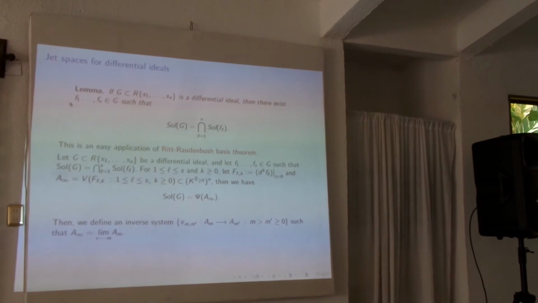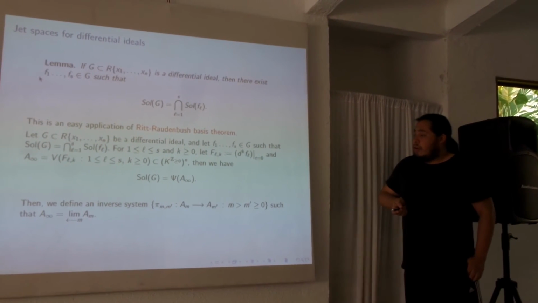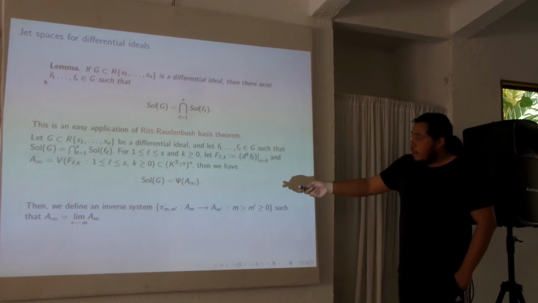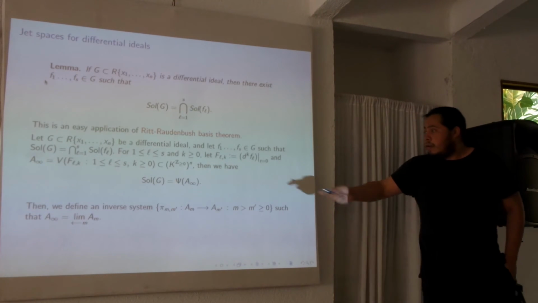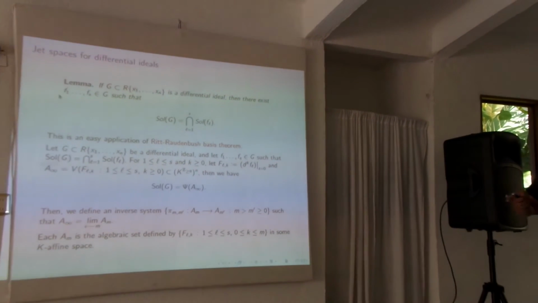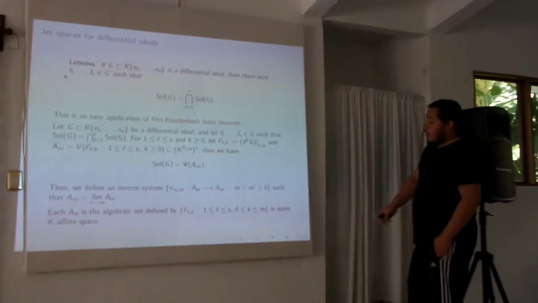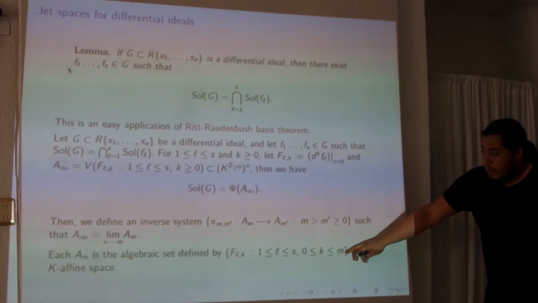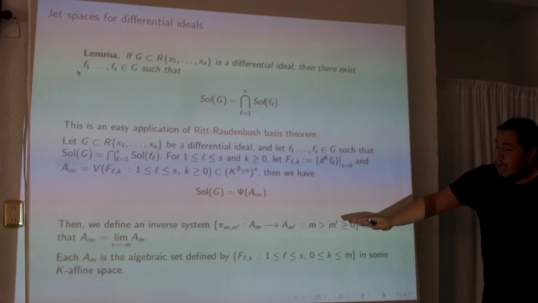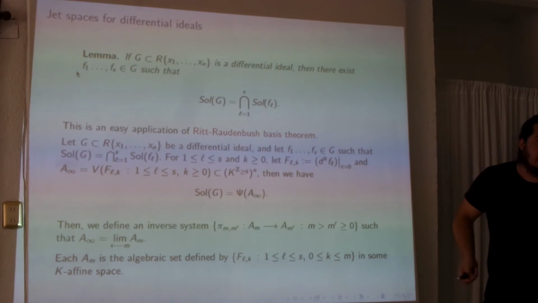Then what we do is we define an inverse system, like in the traditional arc spaces, such that this space is the inverse limit of these arc spaces for differential ideals. And here is an explicit description of each AM. I put at AM the number of differentials that I'm taking, and I compute the set of solutions of this algebraic system in some finite affine space.